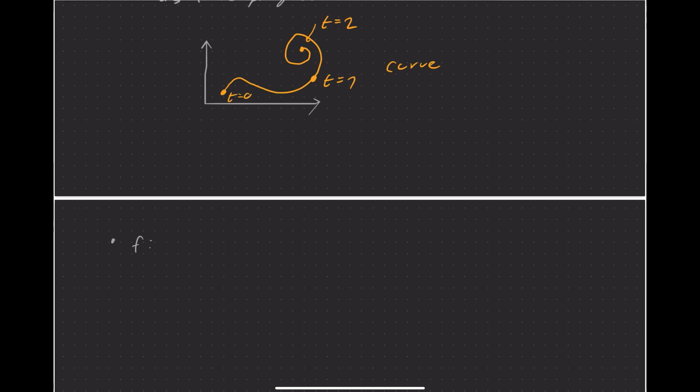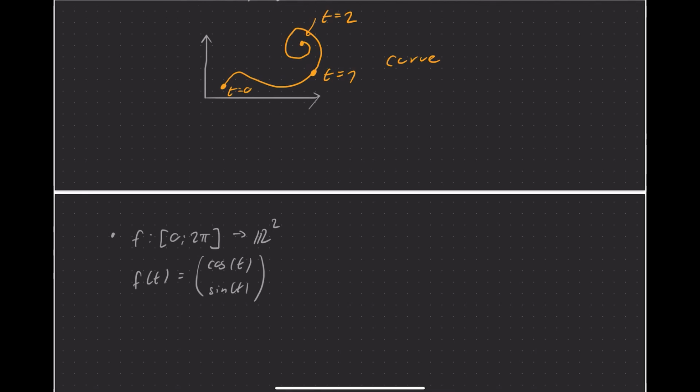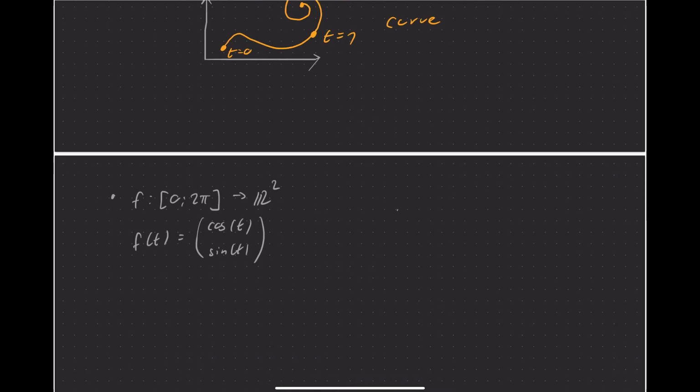The first one I'm going to give you is a function that is defined on the interval from 0 to 2 pi and maps to a location in R2. It's defined as f of t equals cosine t as the first coordinate and sine t as the second coordinate. Now, how does the graph of this function look? Let's sketch that.